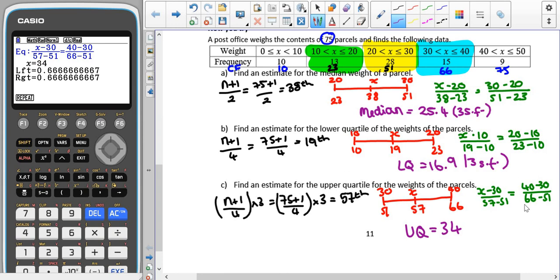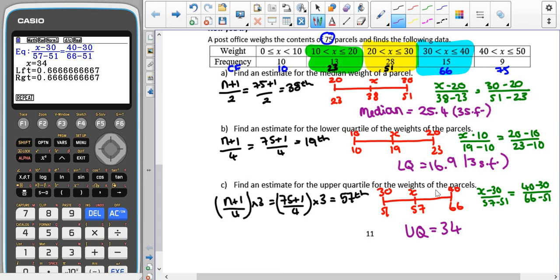So making our fractions from that and entering that into the equation solver part of our calculator, you can still see that one here, gives us exactly 34. So I haven't written that this one is rounded to 3 significant figures because this time it gave us a whole number answer. So just a couple of things to point out, that we can always do a little bit of a check of if our answer makes sense. I knew here that my median was going to be somewhere between 20 and 30, and it was, it gave us 25.4. I knew that my lower quartile was going to be somewhere between 10 and 20, and it was, it gave me 16.9 and so on.